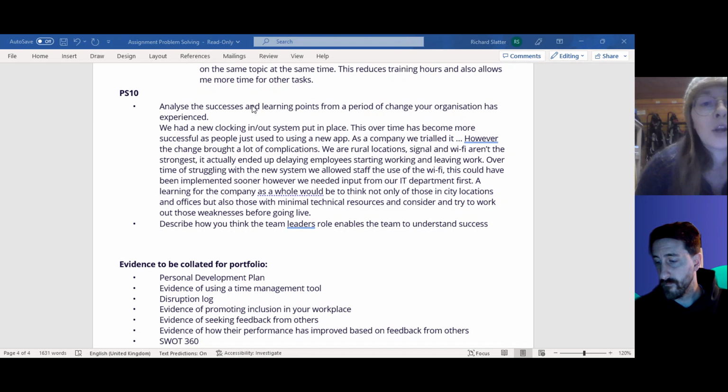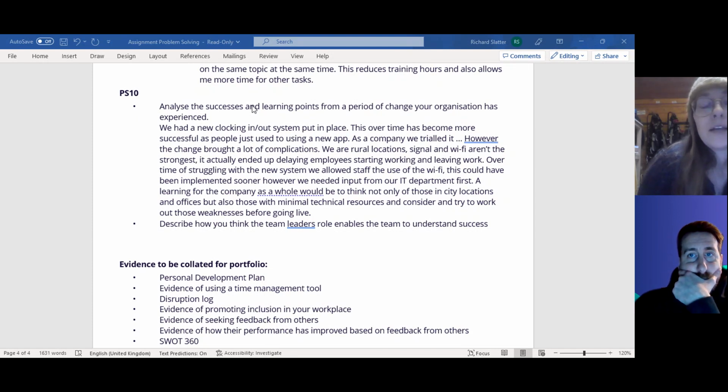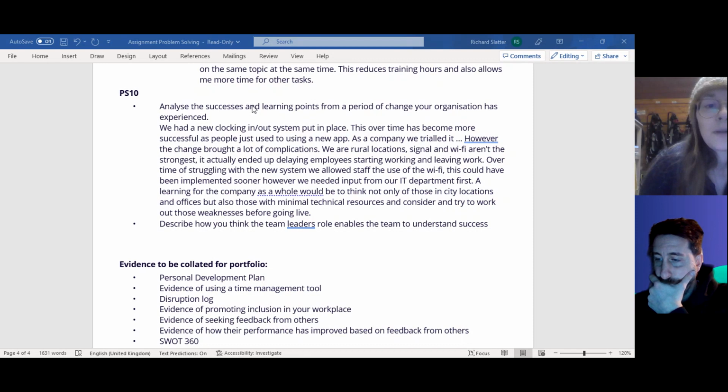The change did bring on a lot of complications. We are rural locations, signal and Wi-Fi aren't the strongest. It actually ended up delaying employees starting and working and leaving work. Over time of struggling with the new system, we allowed staff the use of Wi-Fi. This could have been implemented sooner. However, we needed input from our IT department first.